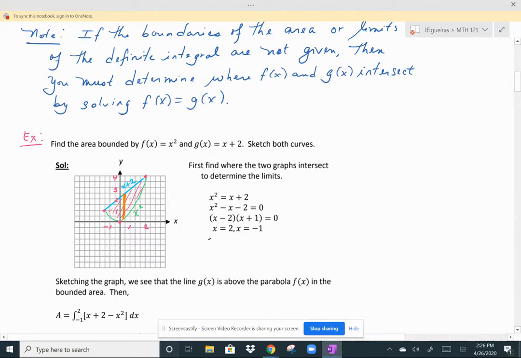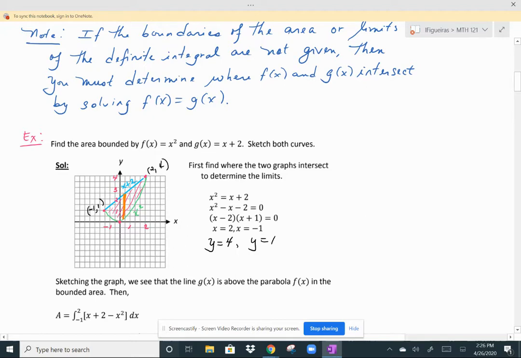Now you can plug it into either f of x or g of x, but when you do, you get that the y value is 4, and that's the point I plotted here. And when you plug in negative 1, the y value is 1, and that's the point that's here on the left side, negative 1, 1.